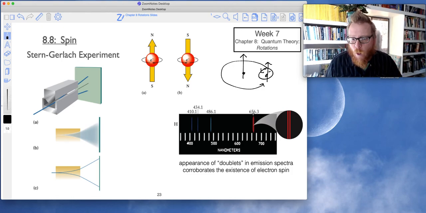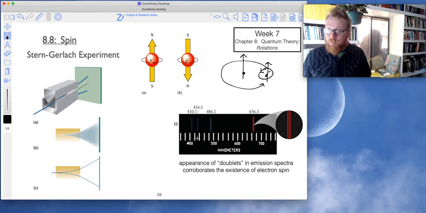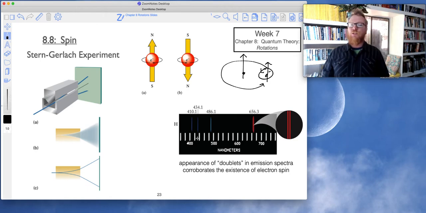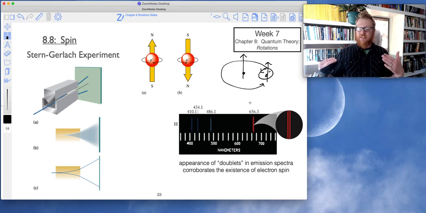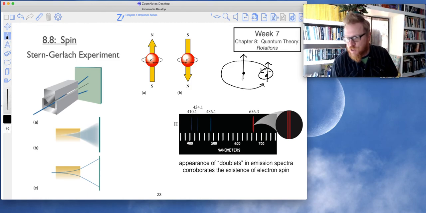But if you were to zoom way into the red line at 656.3 nanometers, you would actually see that it's a doublet. And the reason why that's a doublet is because, recall, in hydrogen, it's got one unpaired electron, okay? So if its spins are correlated, in other words, if the picture looks like this, there's going to be a specific energy associated with this system. But if it's spinning the other way, I'll draw that picture down here.